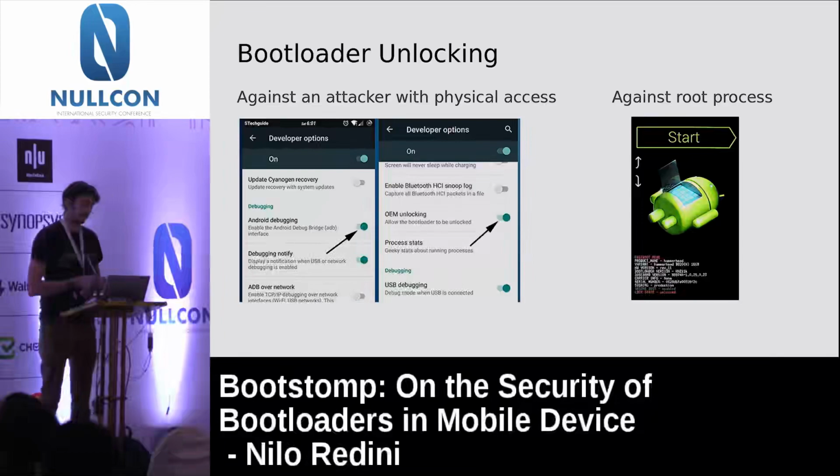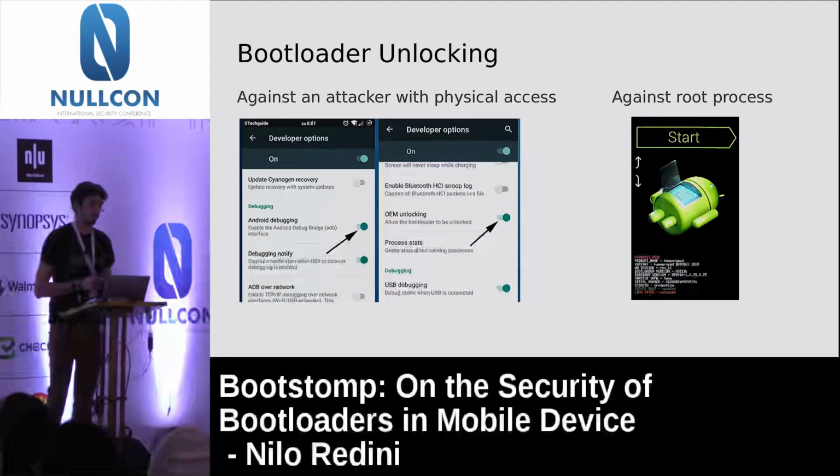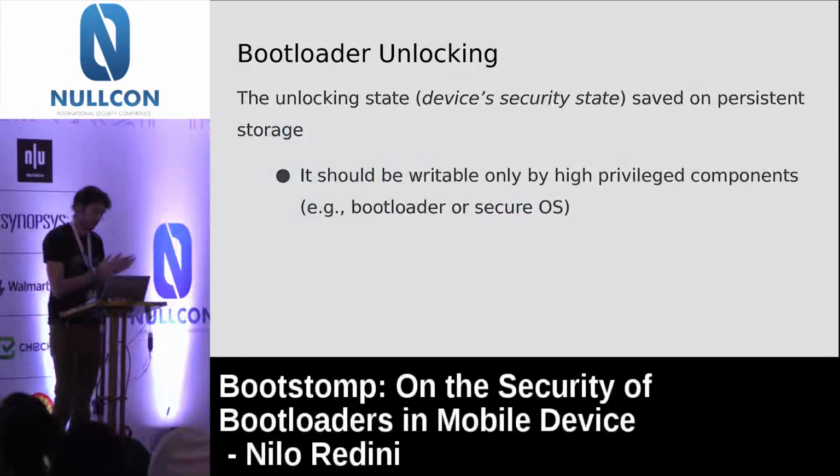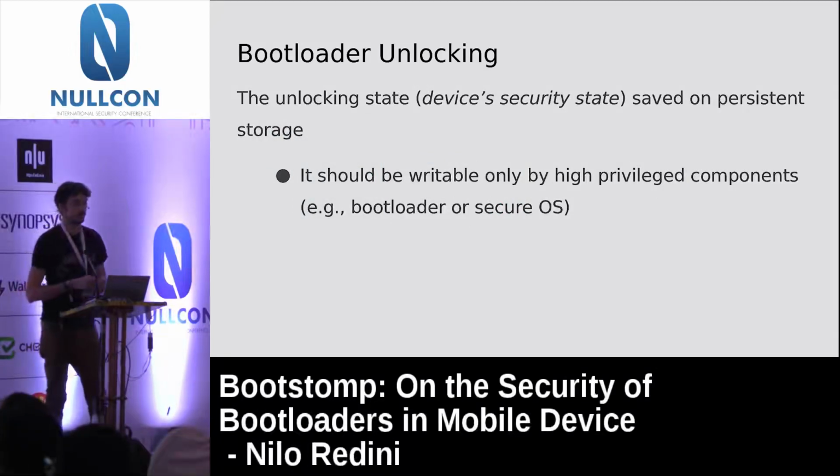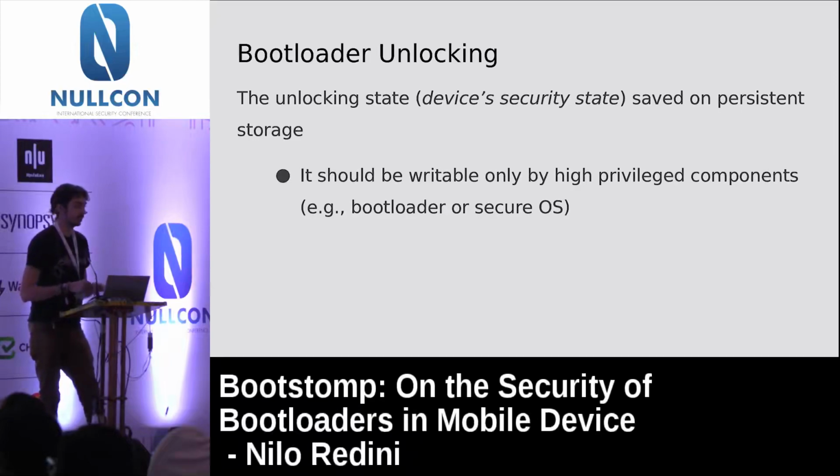The first step of this procedure is thought to hinder attackers who might have the device, who can control the device. This is because it's supposed that they don't know the PIN to unlock the phone. And the second part of this process is thought to be against root processes which might run on the phone. Okay, the unlocking state, also called device security state, is saved on persistent storage. This information should only be writable by highly privileged components, for example, the bootloader or the secure OS.